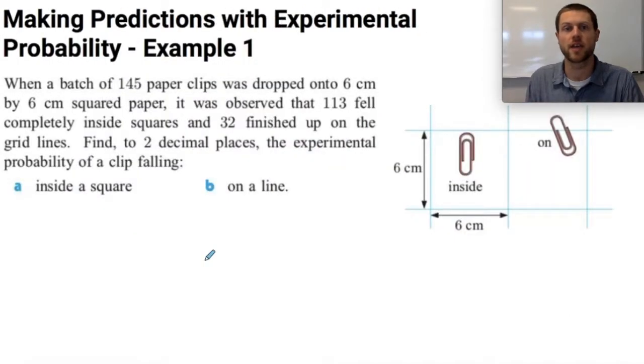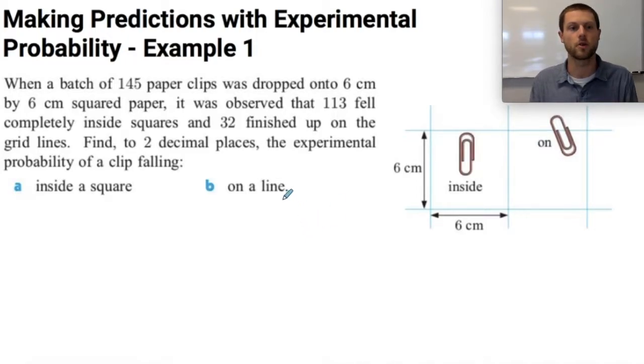In some scenarios, we're not actually able to determine the theoretical probability of something, and we need experimental probability to give us a sense of how likely something will happen. So take, for example, this experiment, if you will, where 145 paper clips were dropped onto a 6x6 squared paper. So a whole bunch of paper clips thrown on a piece of paper, and we want to figure out what the experimental probability is of a paper clip falling inside of the squares or on a grid line. And really, there's no simple way to come up with this theoretically. And so sometimes the best way to determine that probability is just by doing it a bunch of times and seeing about what the chances come out to be.